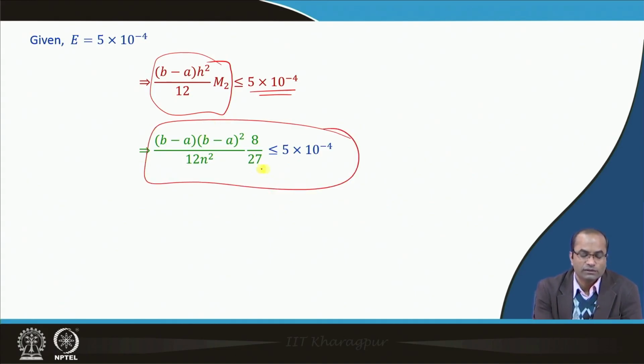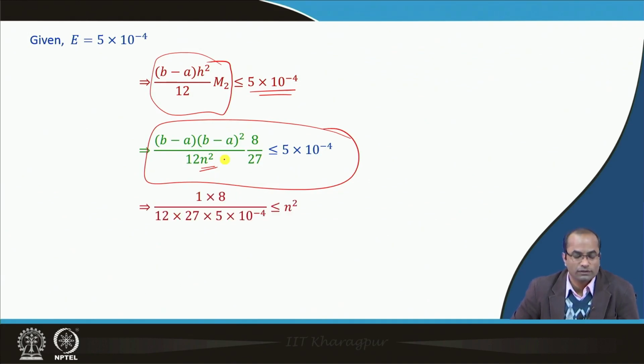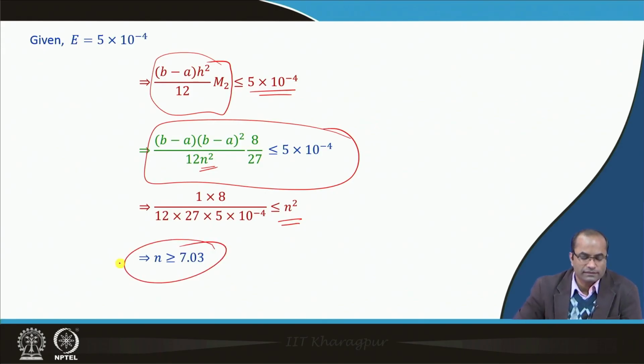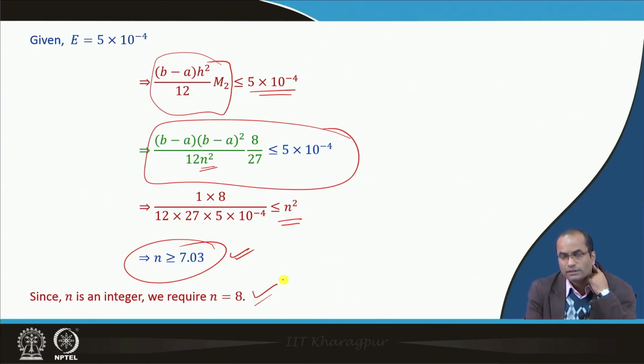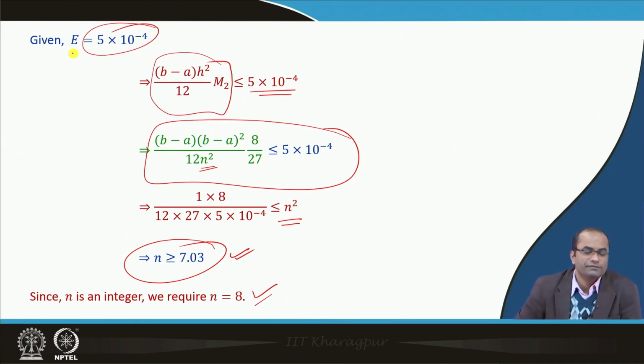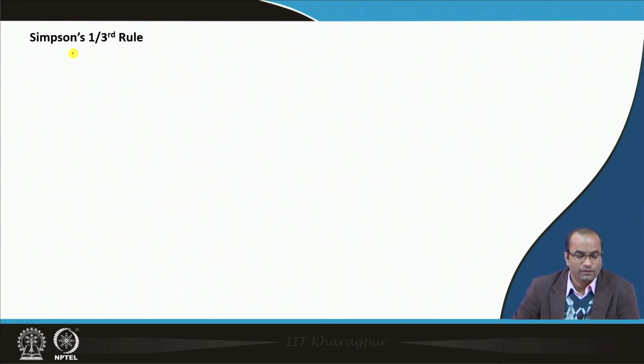and having now this inequality, b minus a is 1. So, we can compute the bound on this n. Having this inequality, we realize that n is greater than or equal to 7.03, meaning more than 7 n is suggested with this inequality. So, if we take n equal to 8 for instance, then definitely the error will be met, this error bound which is given here, 5 into 10 raised to the minus 4, will be attained.